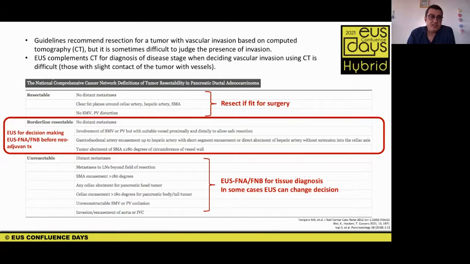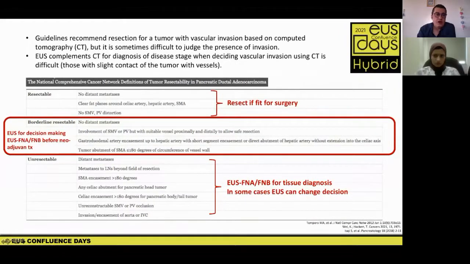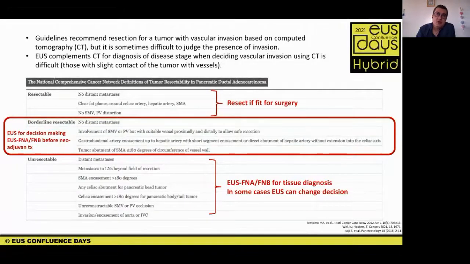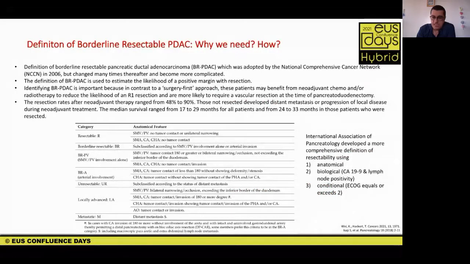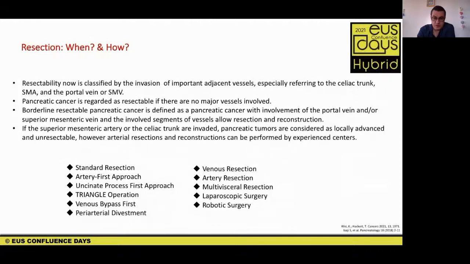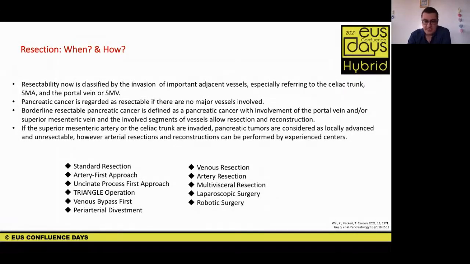And EUS at this stage, generally we use it for decision making because sometimes CT cannot clearly show if there is infiltration or not. There are ambiguous cases, so we use EUS to help decision. So it is not relying on EUS, but using EUS complementary to CT is mandatory for these cases. And if the case is unresectable, of course, we need tissue biopsy to give chemotherapy. And also there are other classifications. We are also using the International Association of Pancreatology classification for borderlines because it includes anatomic, biologic, and conditional factors, which Professor Nakai already mentioned in his excellent lecture.